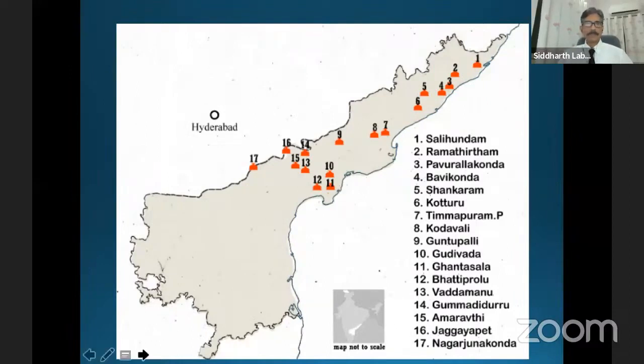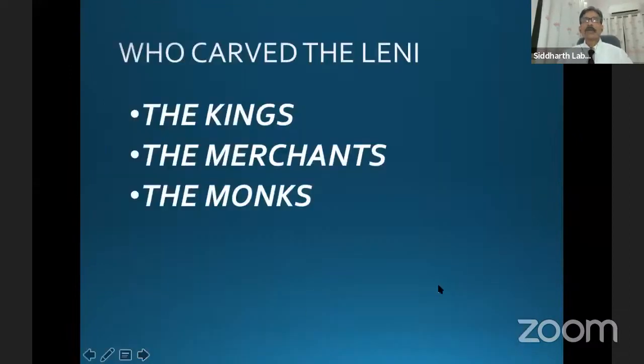Now, who carved the lane? The important question is who carved the Leni? There are three donors or carving persons: the king, the merchants, and the monks. The king, King Ashoka, had patronage for Buddhism, and he ordered the carving of the Lenis and so many stupas, 84,000 stupas, and the relics were distributed accordingly. He ordered the carving of most of the Buddhist sites.